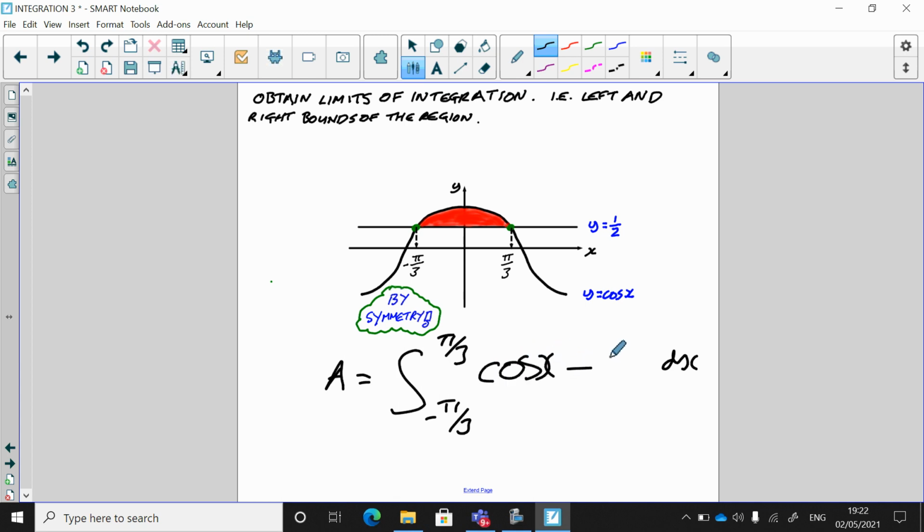And I'm going to be subtracting. You always subtract here. And we're going to be subtracting y equals whatever that is. So that's going to be just a half. Right, and maybe bracket that up for safety. So I'm going to be integrating cos x minus a half. And then I've got my limits. So I'll put them in later.